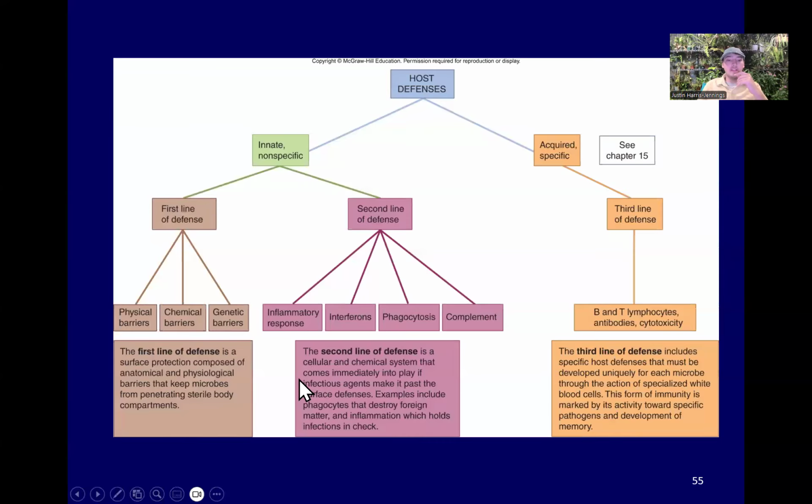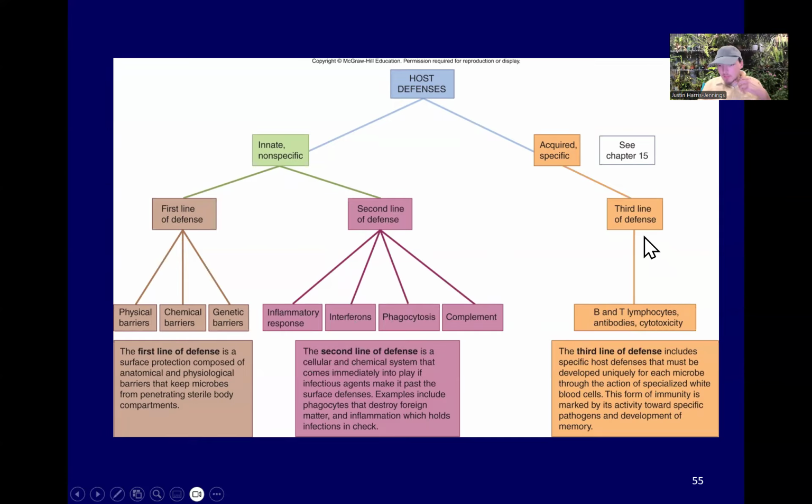You also have the second line of defense, and the second line of defense is things that are more of a cellular response, like I've talked about, where it has inflammation, it has interferons for when you have viral infections. There's phagocytosis that works to specifically consume those bacteria or clean up the mess of the bacteria. And then you have the complement system, which is this big complex that punches a hole in the bacteria's cell wall.